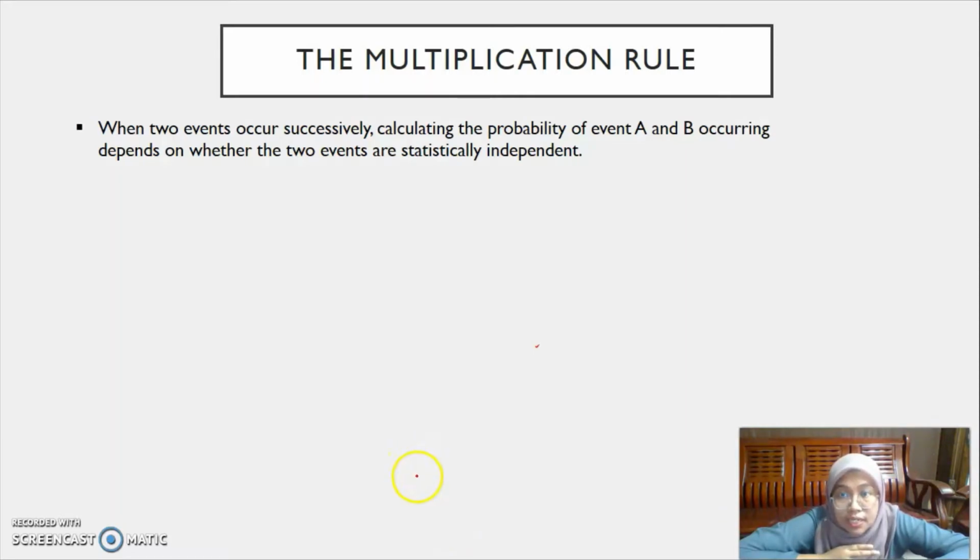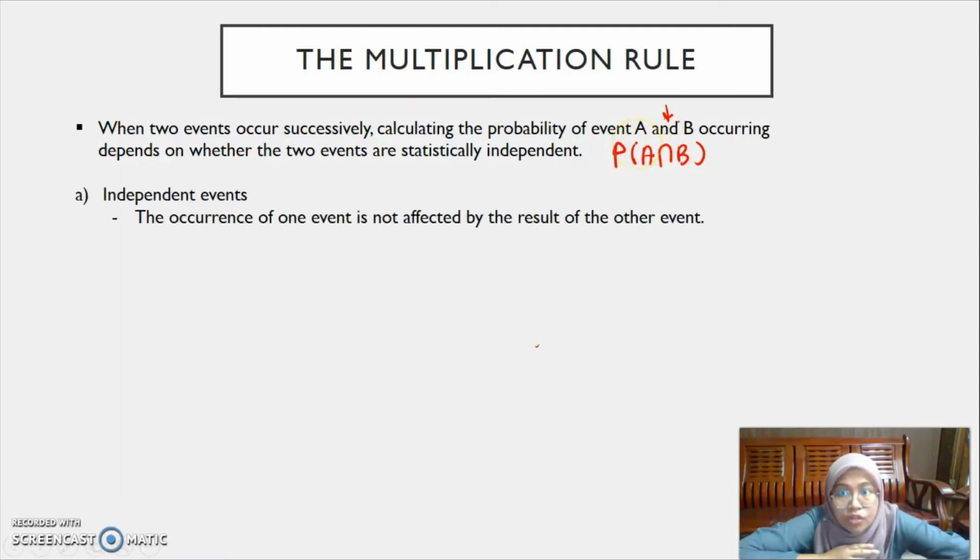When two events occur successively, calculating the probability of event A and B occurring depends on whether the two events are statistically independent. Under this multiplication rule, we are calculating the value of the probability of event A and B, so event A intersect with B. The word "and" here is for the notation of intersection. So now we need to calculate the probability of A intersect B, and we need to use the multiplication rule.